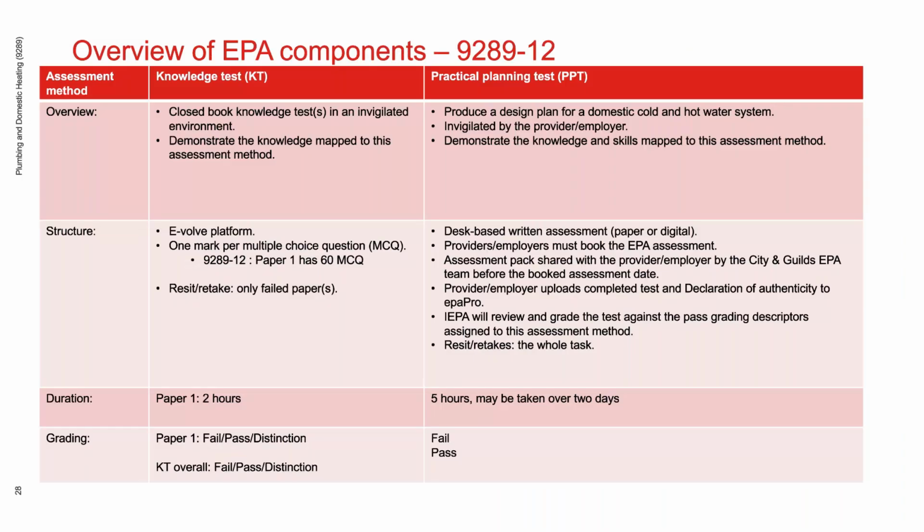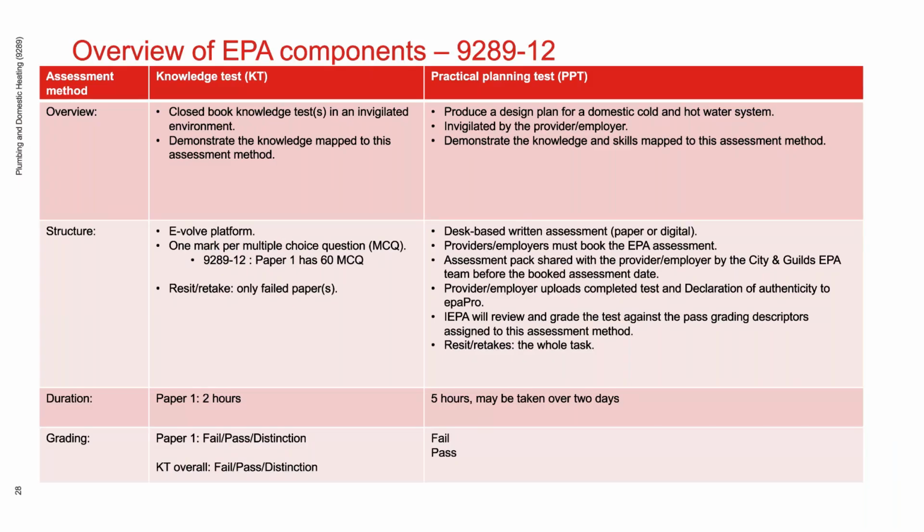If we look at the 9289-12, your knowledge test is a closed book knowledge test in an invigilated environment, to demonstrate the knowledge mapped to this assessment. That's the 9289-300. It's carried out over the Evolve platform, with 1 mark per multiple choice question and 60 questions. There is a reset or retake only for failed papers. Duration is 2 hours, graded pass, fail, pass or distinction.